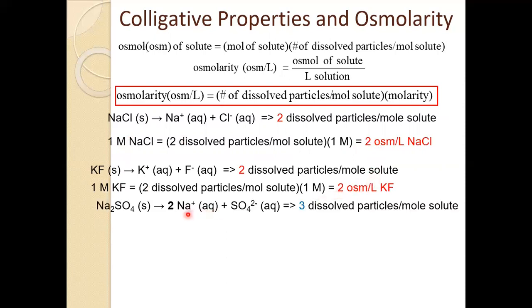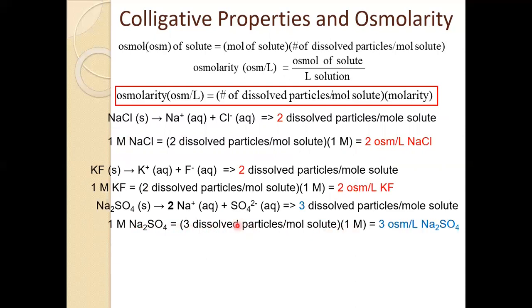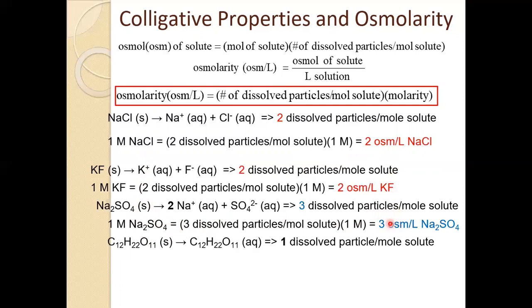With sodium sulfate producing 3 particles total per mole of solute dissolved, a 1 molar sodium sulfate solution would be the concentration, 1 molar, times the number of dissolved particles, 3. In other words, an osmolarity of 3. So a 1 molar sodium sulfate solution is also a 3 osmoles per liter sodium sulfate solution. Once again, the reason why this 1 molar sodium sulfate solution has different colligative properties compared to these 1 molar solutions is not because the molarities are different, because they are the same, but because their osmolarities are different. And it's the osmolarities that are going to help us predict these colligative properties.